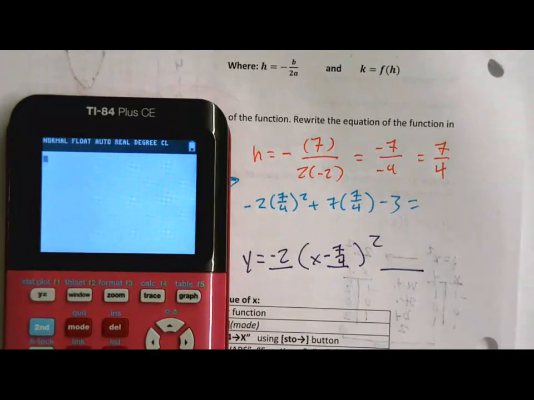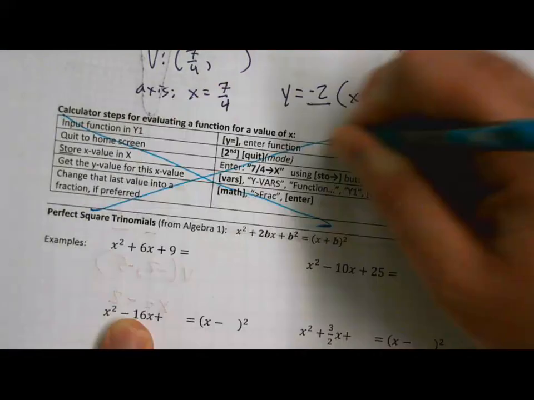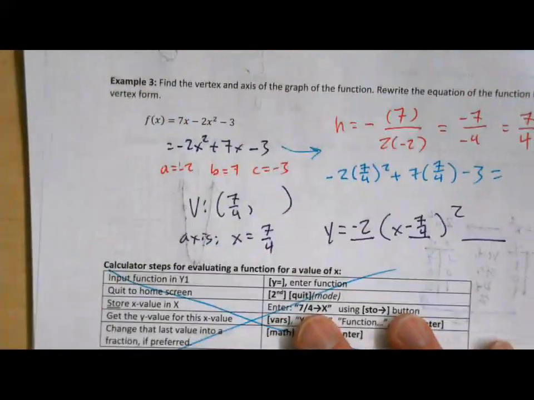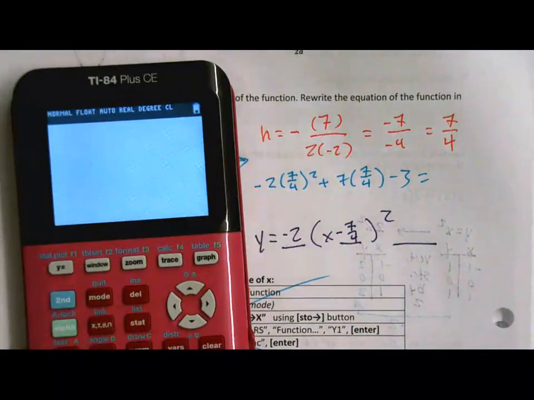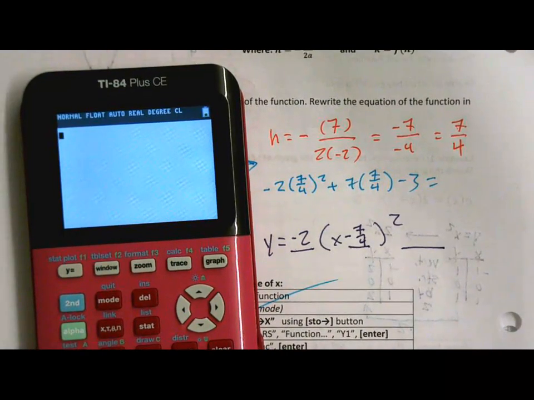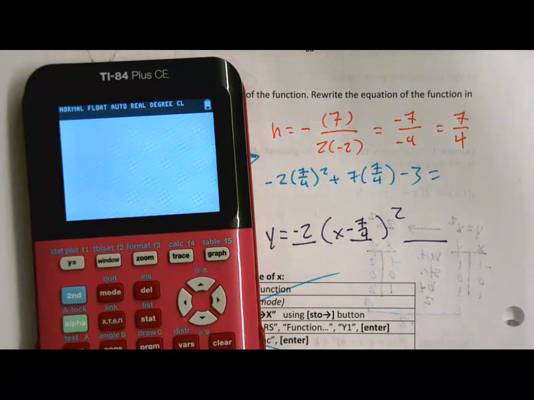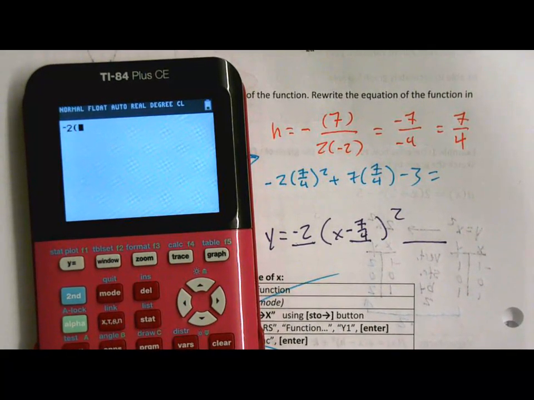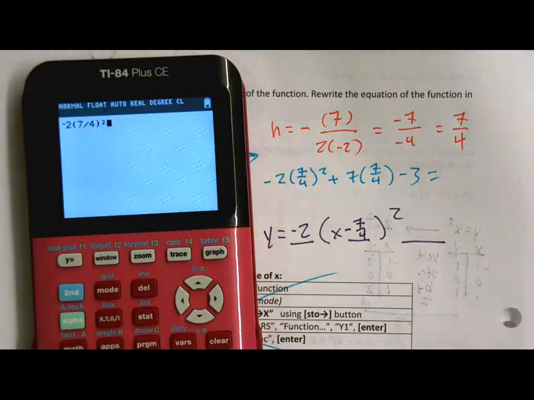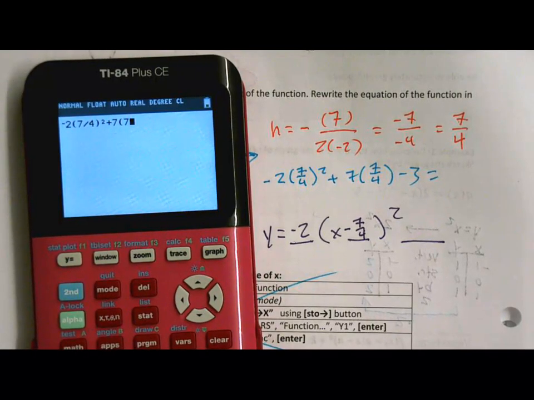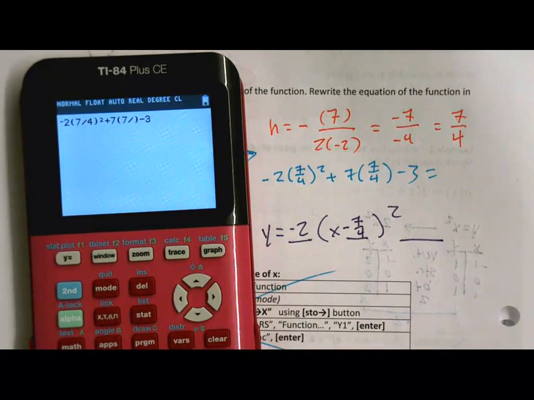I'm just going to type this in. Now, these instructions down here, I need to take these out of my notes. I've been using these notes for a couple of years, and this is way more complicated than we need to do. I'm just going to type this in exactly as it is, and then I'm going to put something special after it to tell my calculator I want it to spit out an answer that is a reduced fraction. So go ahead and type it in to start, just like it is, -2 times 7/4 squared plus 7 times 7/4 minus 3. Oops, I lost a 4 there.